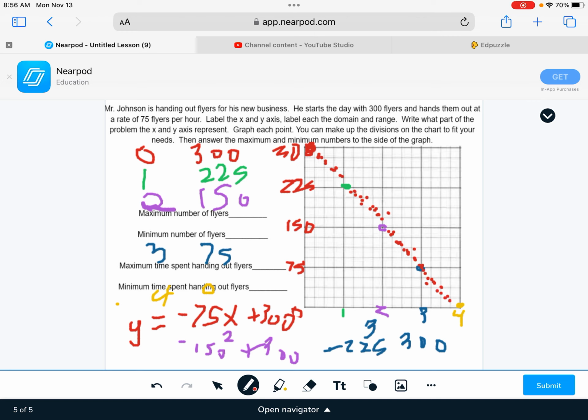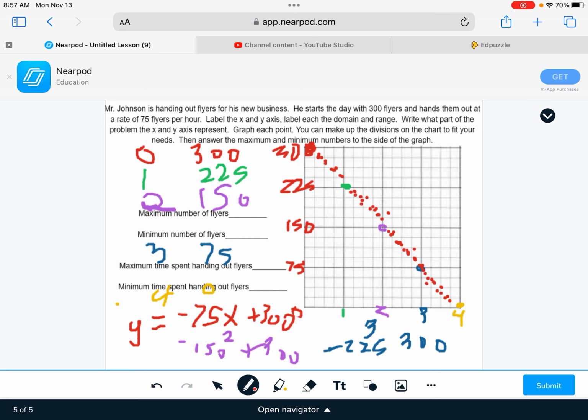But the thing is, each of these dots in between is still not connected, because even though he might have passed out 163 flyers, that is still an exact number. He's not going to have half of a flyer left when he's done passing something out. So this is still going to be a discrete graph, not a continuous one that is connected.